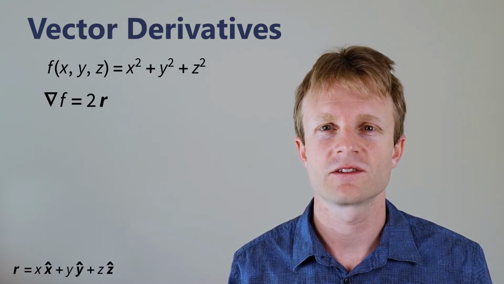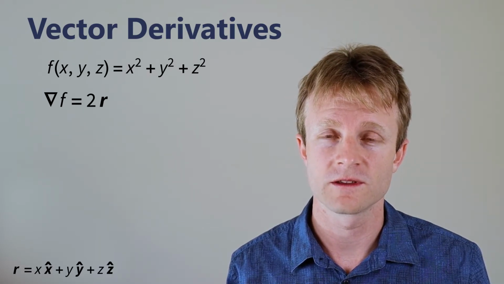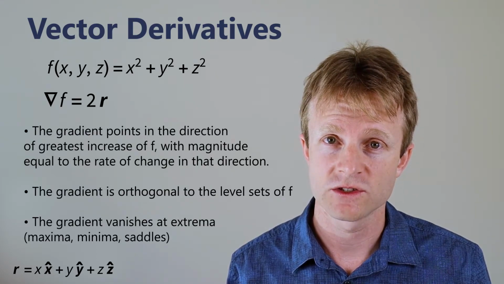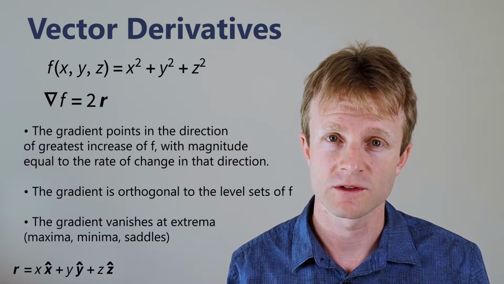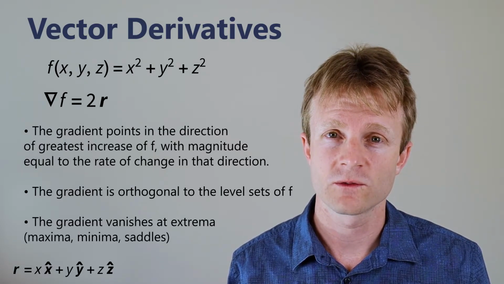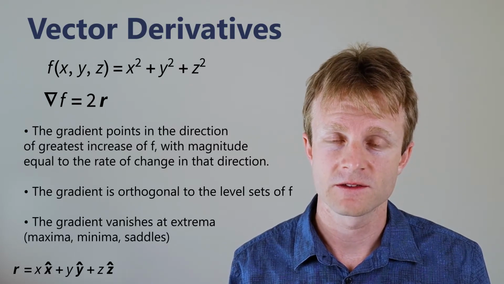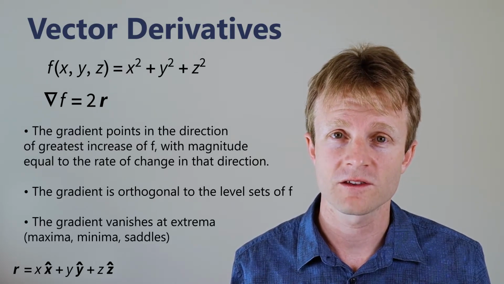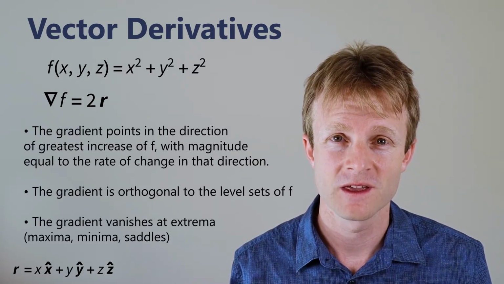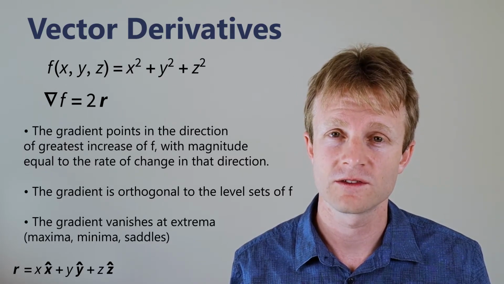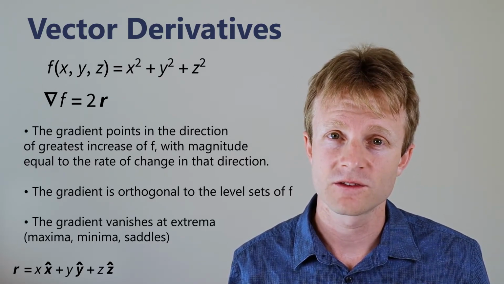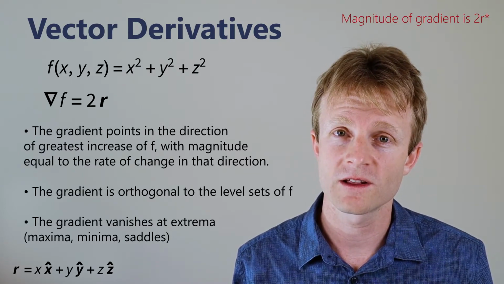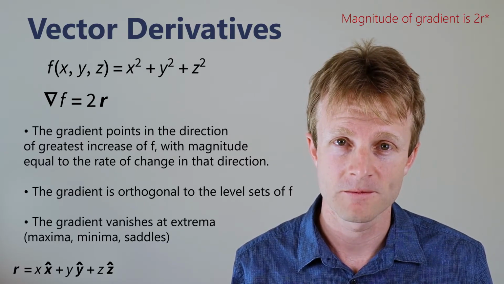Let's see if this makes sense in terms of the properties of the gradient that we've been discussing. First, the gradient points in the direction of maximal change, and its magnitude is the rate of change in that direction. Well, this gradient points radially. That makes perfect sense because this function is just the distance squared from the origin. If you want to increase that as fast as possible, you should aim straight away from the origin. So the gradient does point in the direction of greatest increase. And the magnitude of the gradient is just 2r. That makes sense because this is the distance squared and the derivative of r squared is 2r.